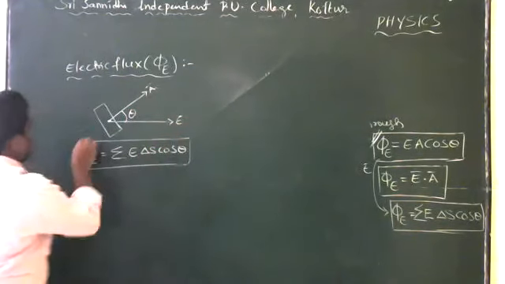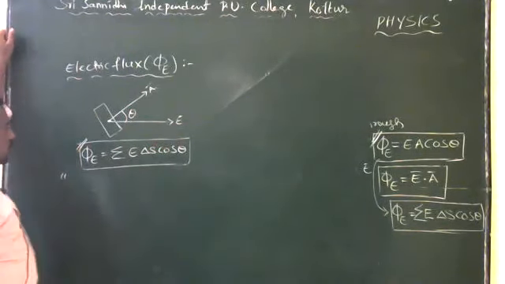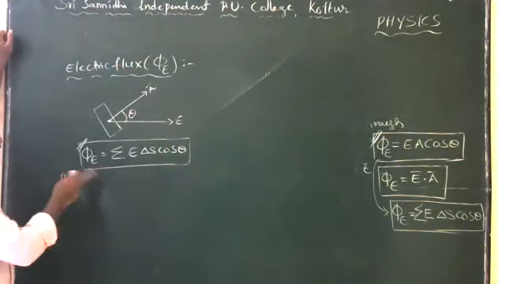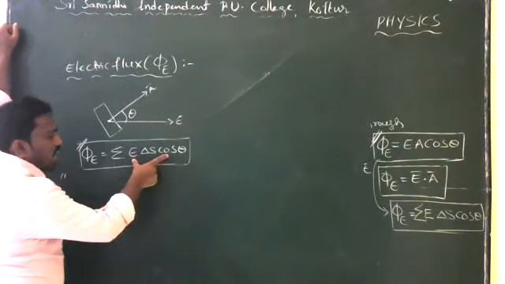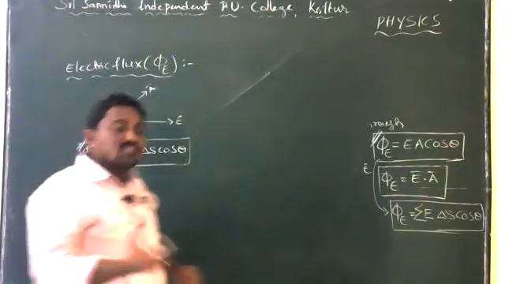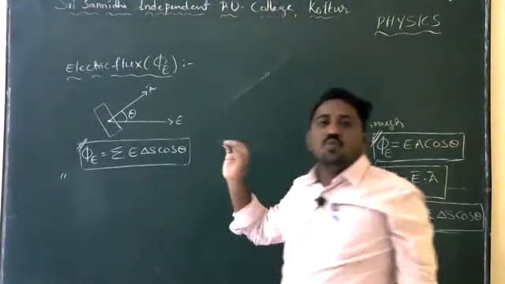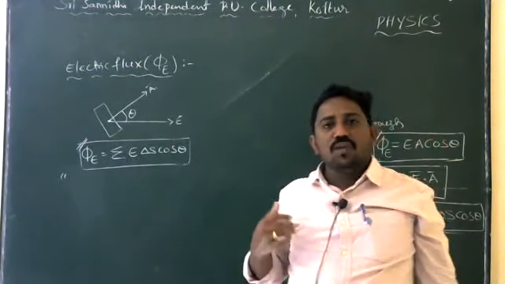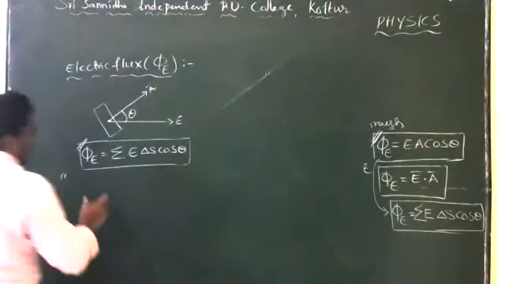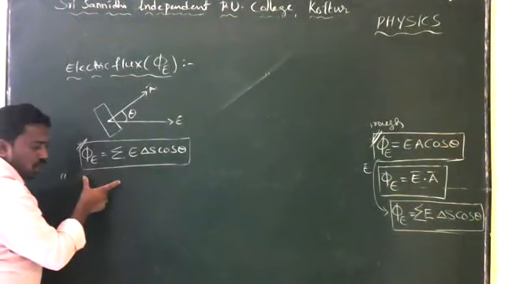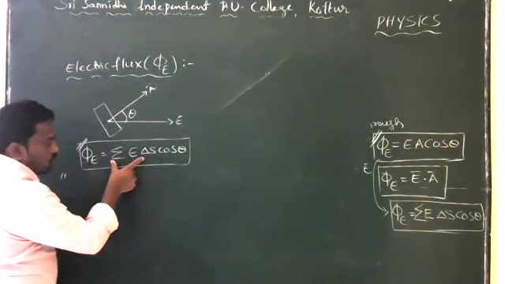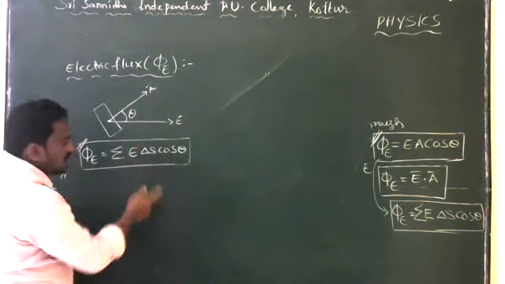By using this expression, how do we define electric flux? Electric flux through an electric field is defined as the product of the component of the electric field normal to the surface and the surface area. So this is another definition of electric flux. The first definition is the number of electric field lines passing normally through a surface area. So, electric flux in the electric field is defined as the product of the component of the electric field normal to the surface and the surface area.